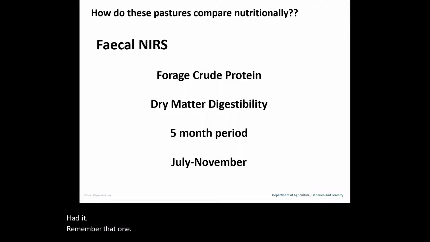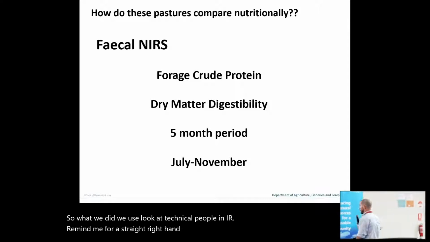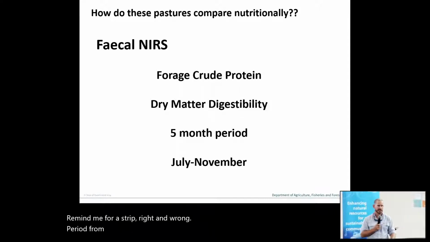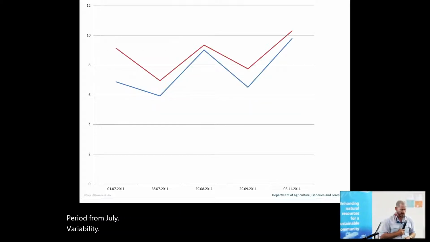So what we did, we used a little bit of tech called fecal NIR. We monitored forage, crude protein, dry matter digestibility over a 5-month period from July to November, because that's where we start to get the big variability at the back end of the year. And what we found was this.